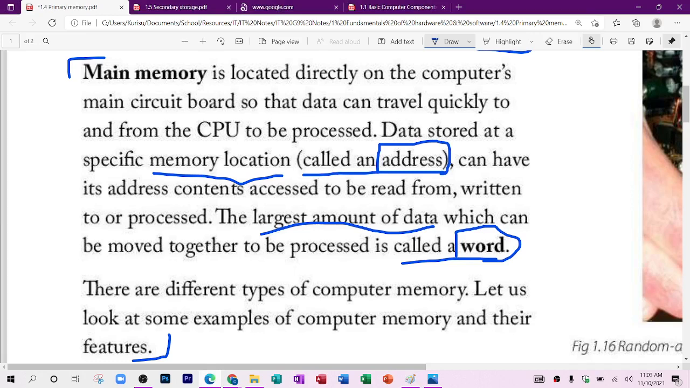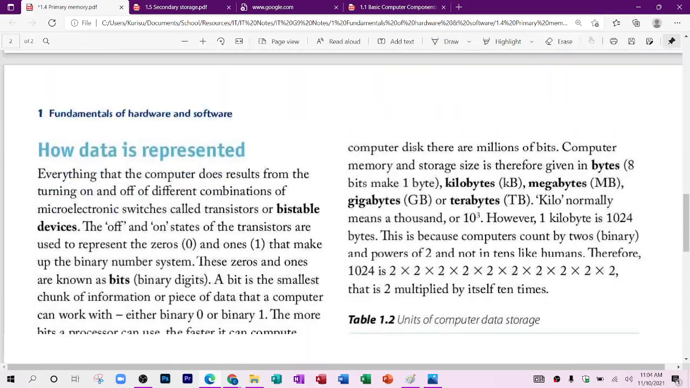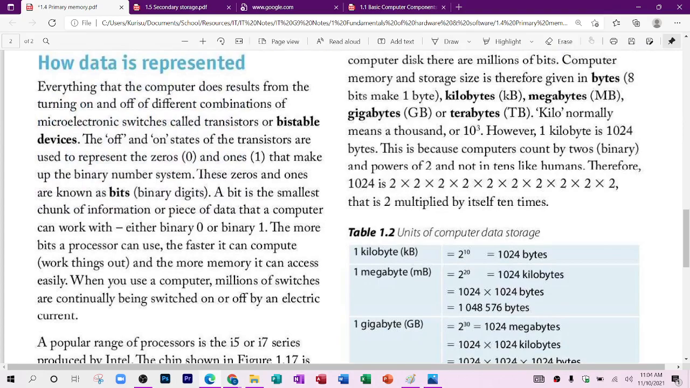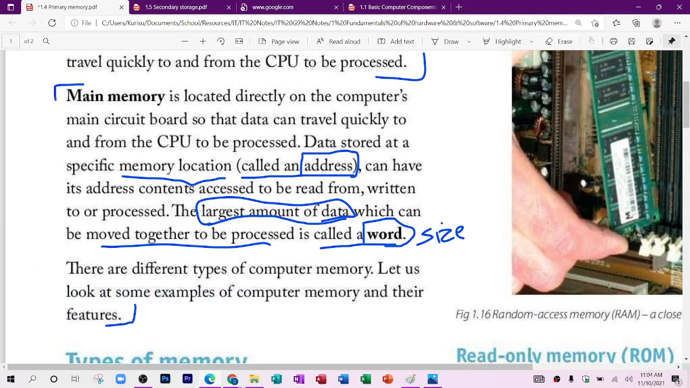Now the next term you should remember is what is a word. Or you can also say what is a word size. Sometimes they also call it that, the word size. So a word or a word size is the largest amount of data that you can move or process at the same time. Later on in the chapter we're going to be looking at sizes of data, gigabytes, terabytes, kilobytes, and so on. That's basically what it's referring to. How much data can it move and process at the same time?